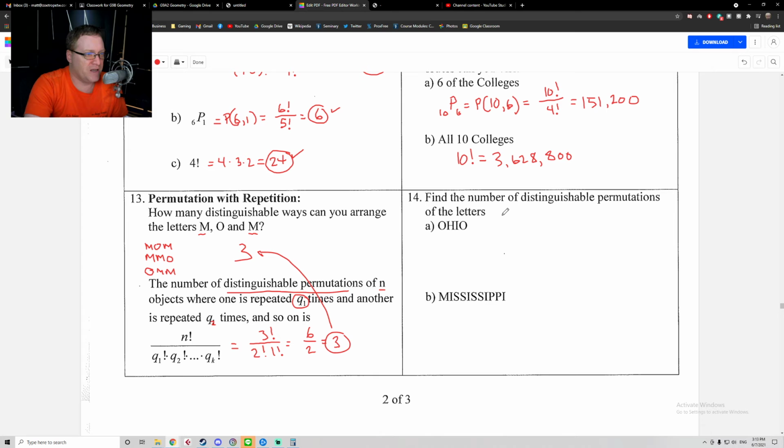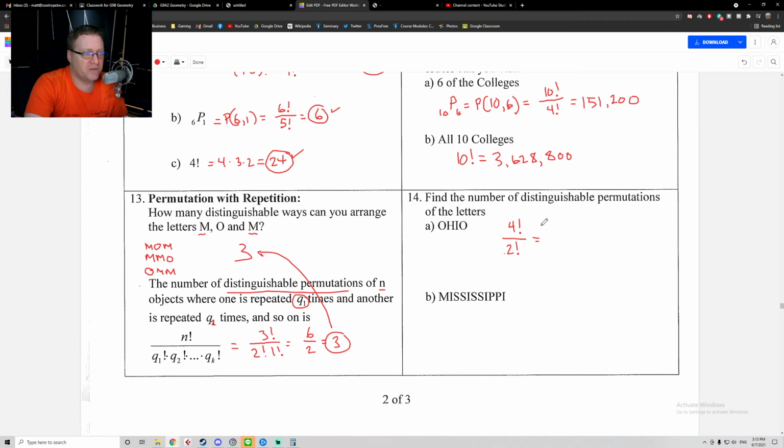So we want to find how many different ways we can make permutations of these letters: O, H, I, O. First, we count how many there are in total. 1, 2, 3, 4. There are 4 letters, so we're going to put that on top. Then we count repeats. How many times does O repeat? 2. There's 2 O's. H is only once, and I is only once, so we can ignore them. So we're going to have 4 factorial divided by 2 factorial.